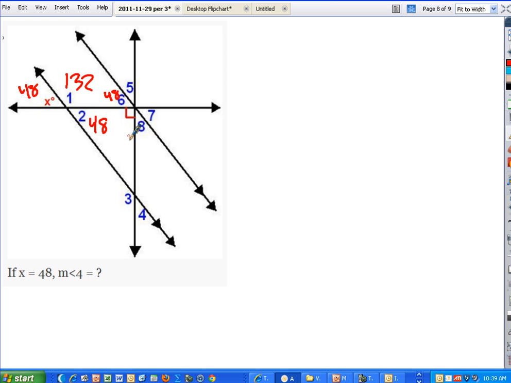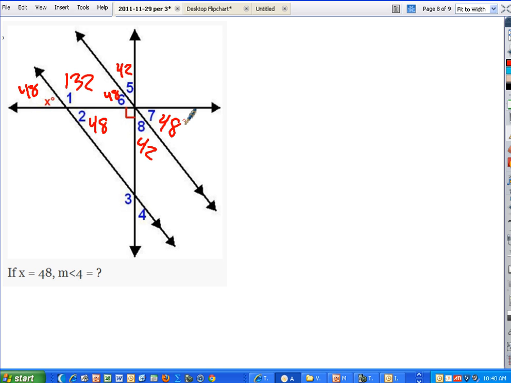And then these form a right angle, so they're complementary. So what's 5 if that's 48? 42? Don't they have to add to 90? So 90 minus 48 would be 42. And those are vertical angles, so that's 42. Those are vertical angles, so that's 48. See how that works? We're able to fill in a lot of stuff there.